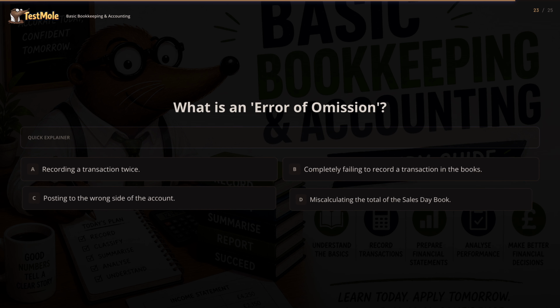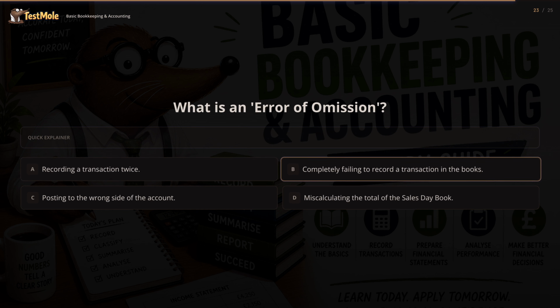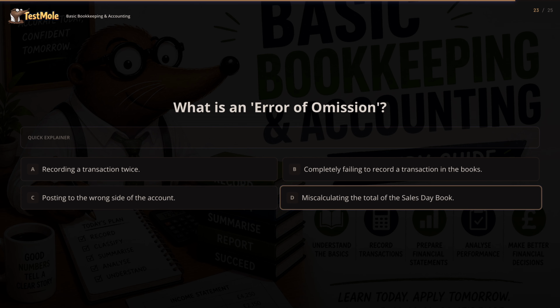Let's review the options. A. Recording a transaction twice. B. Completely failing to record a transaction in the books. C. Posting to the wrong side of the account. D. Miscalculating the total of the sales day book.